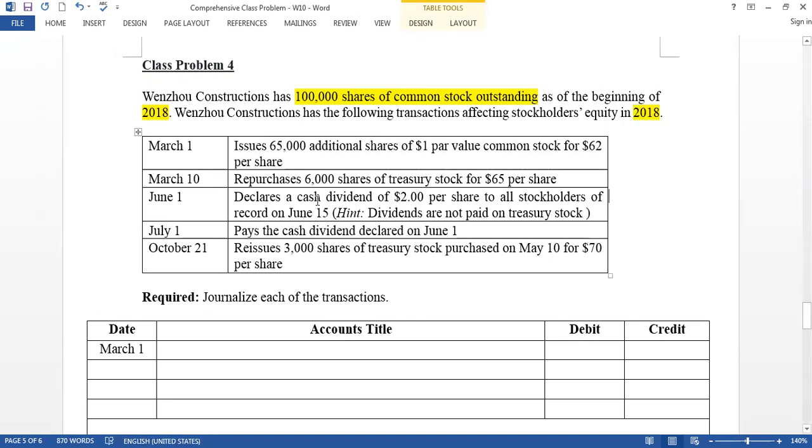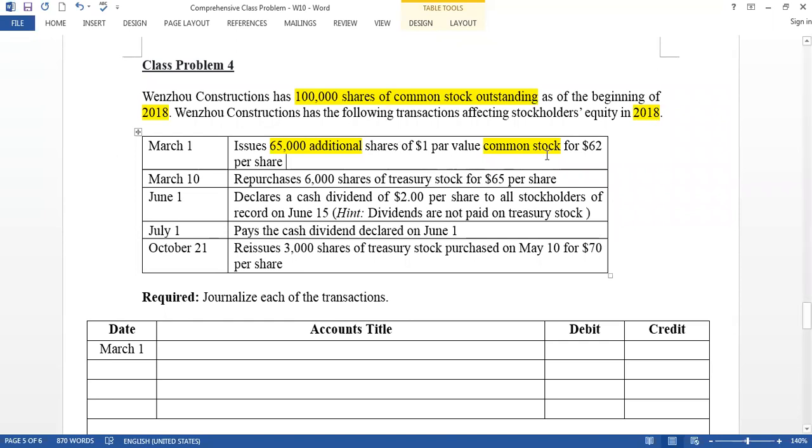What are the additional transactions? May 1, you can see that. May 1st, they issue 65,000 additional shares of common stock. So they already have 100,000 shares. Now they sell 65,000 additional shares of common stock. So what is the amount of common stock at this moment? 100,000 plus 65,000, 165,000, right? Now total common stock available at this moment is 165,000.